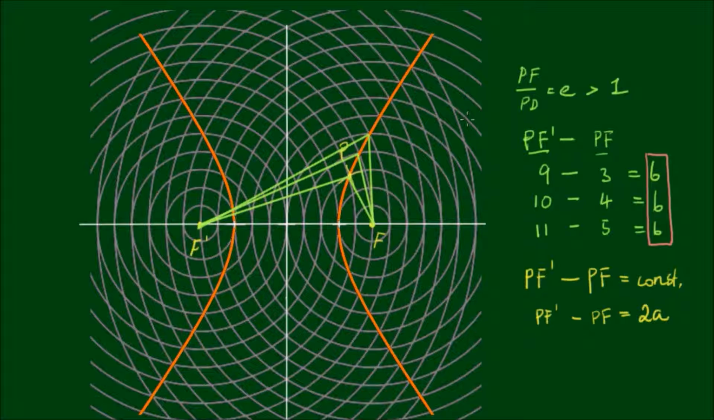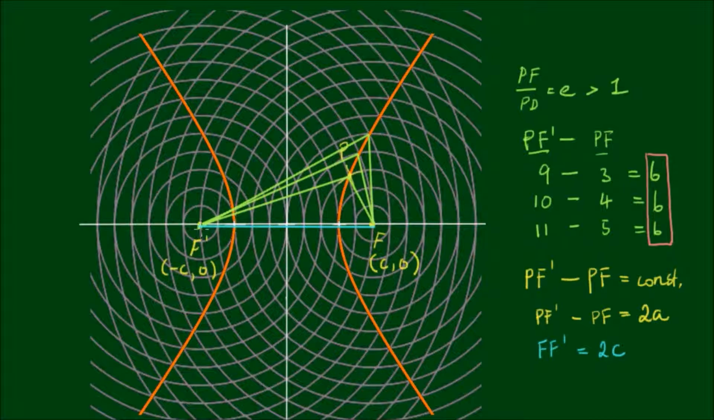For the second geometric property, let's consider the distance from focus to focus. And for convention, let's give the focus F the coordinates (c, 0), which means it lies on the x-axis at a distance c from the origin, and similarly F prime will have the coordinates (-c, 0) because it is symmetrical with F. So the distance from focus to focus, FF prime, is equal to 2c.